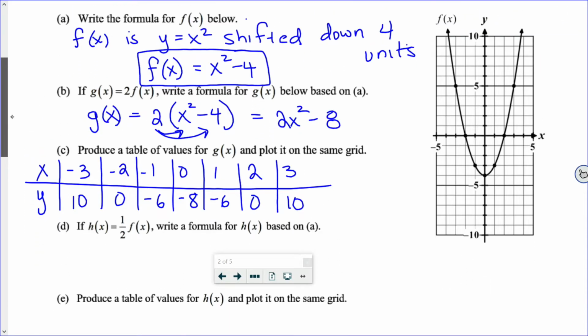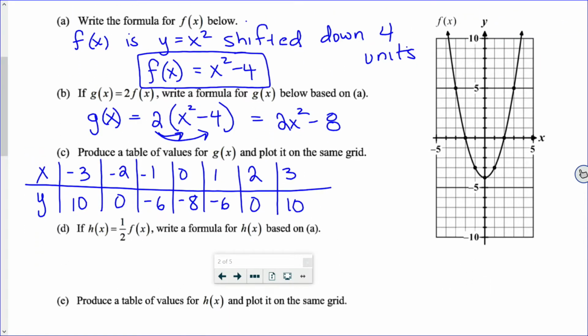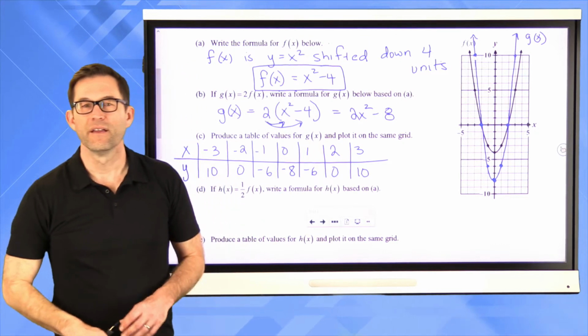Now that we've got our table of values, we can graph. -3, 10 is up here. -2, 0 is right there. -1, -6 right there. 0, -8. Whoops, that was 0, -9. Let's see if I can count. 0, -8, 1, -6, 2, 0, and 3, 10. That was actually pretty good. All right, and there's our g of x. It's kind of cool, right?